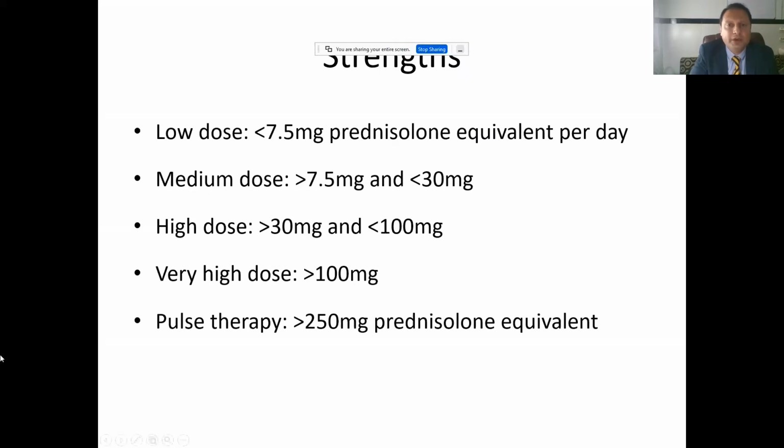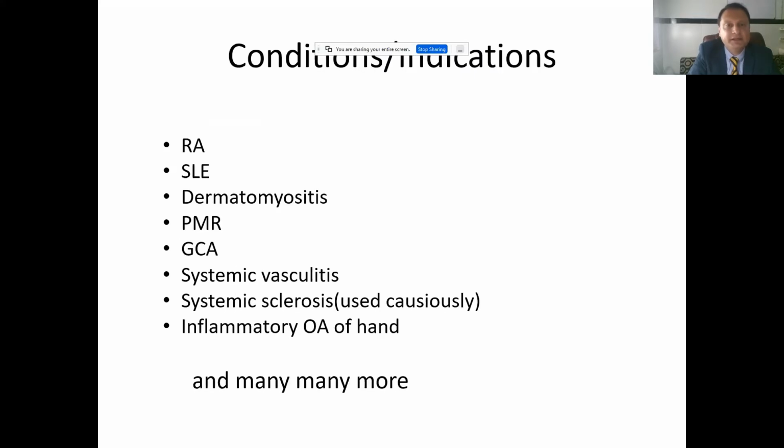We need to be aware of the different strengths that we use. Low dose is generally regarded as a dose of less than 7.5 milligrams of prednisolone. The medium would be somewhere between 7.5 and 30 milligrams, and more than 30 milligrams up to 100 milligrams is regarded as high dose, and very high dose is more than 100 milligrams. Then there is pulse therapy as well. More than 250 milligrams of prednisolone equivalent is regarded as pulse therapy.